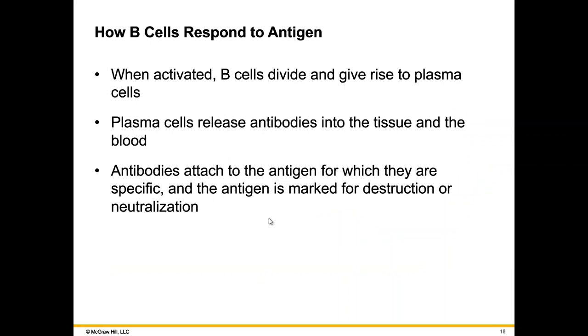So now let's look at B cells. Speaking of, when a B cell is activated, it divides and differentiates. Some of the cells that it differentiates into are called plasma cells, and these plasma cells are the ones that release antibodies into the tissue and blood. Those antibodies will attach to the antigen that they're specific for, and it will be marked for destruction by the immune system.